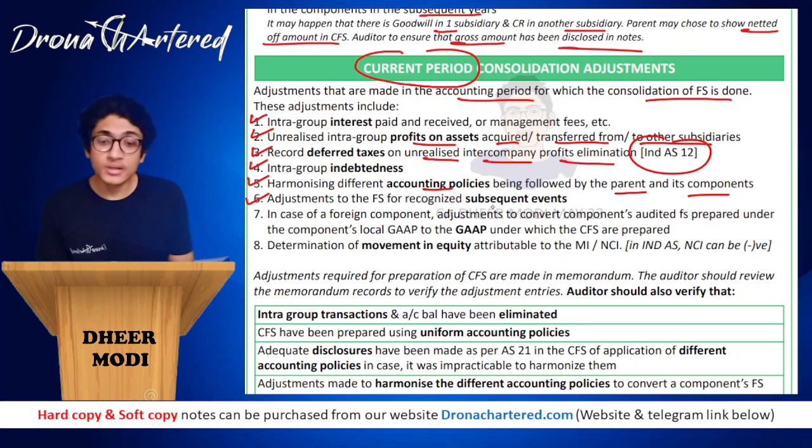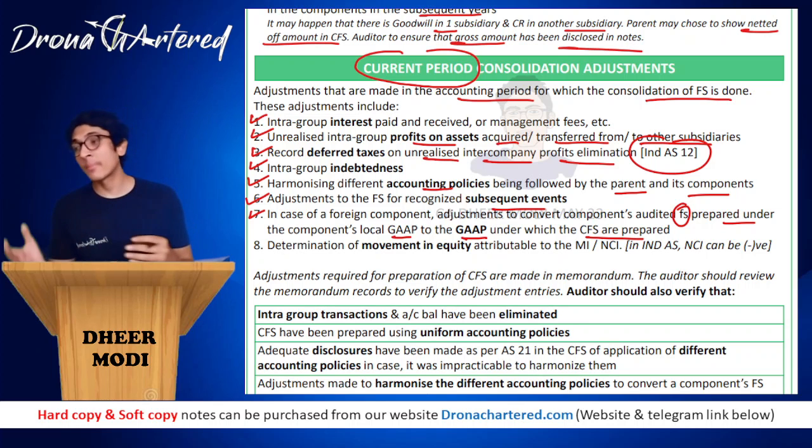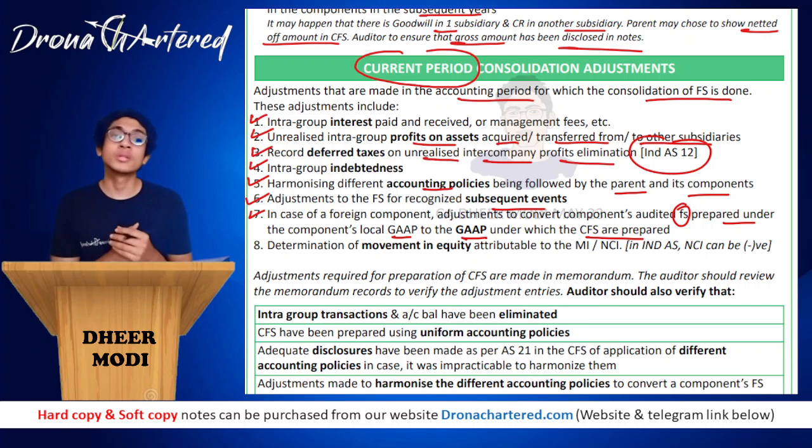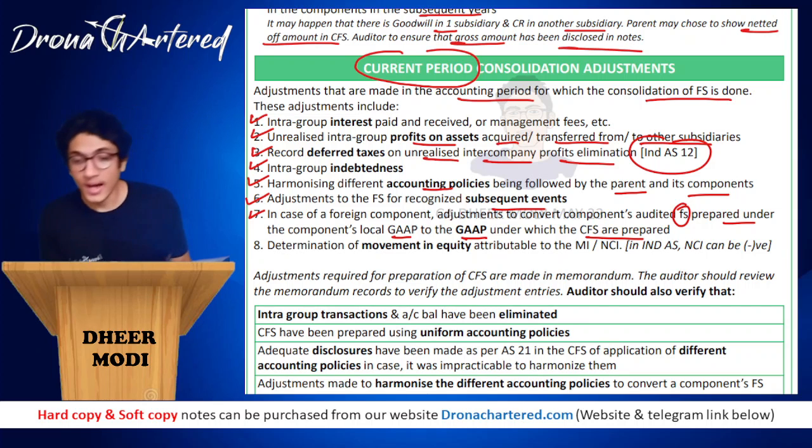Adjustments to the financial statements for recognized subsequent events. So any subsequent events that are after the balance sheet date but before the financial statements are submitted, in such a case, any event which requires any adjustment to be done, whether those adjustments are done to the financial statement, that is your current period consolidation. Next, in case of a foreign component, adjustments to convert the component's audited financial statements prepared under the component's local GAAP to the GAAP under which the CFS are prepared. That means they would be following another GAAP, and we, for the purpose of CFS, would be following another GAAP. So we have to convert their GAAP to our GAAP.